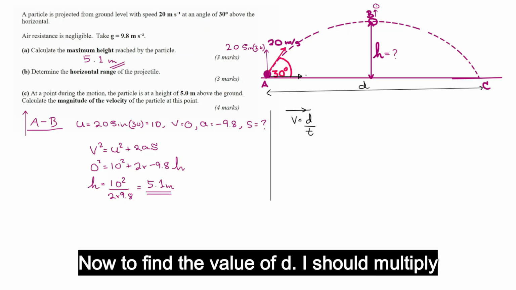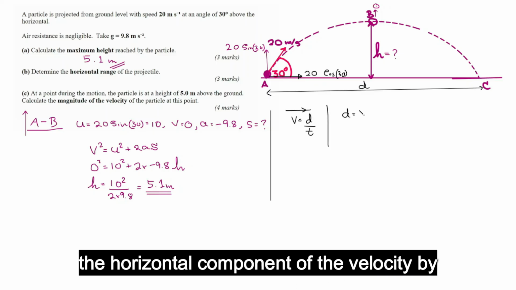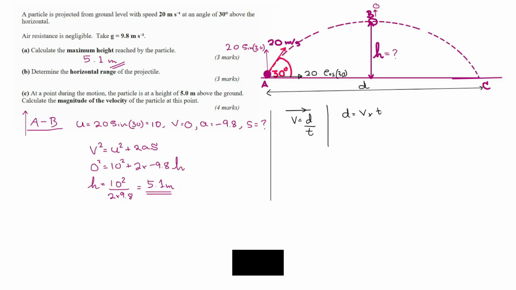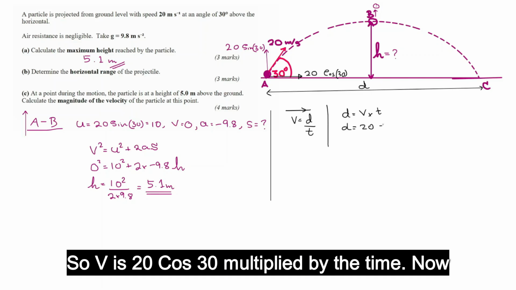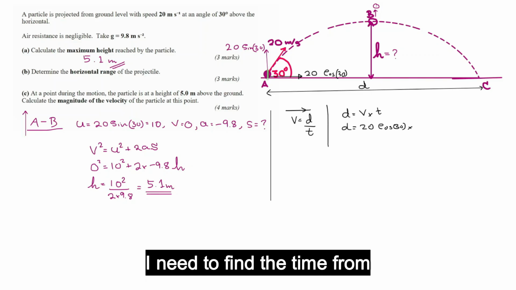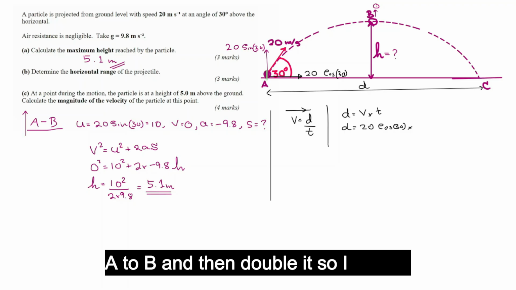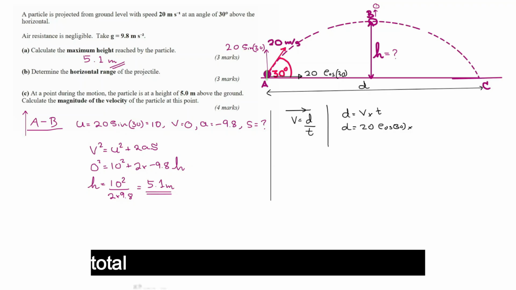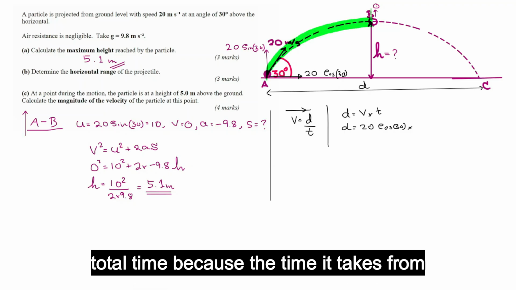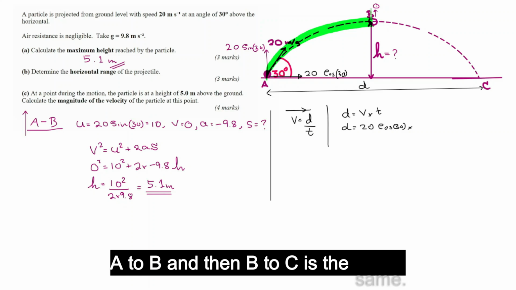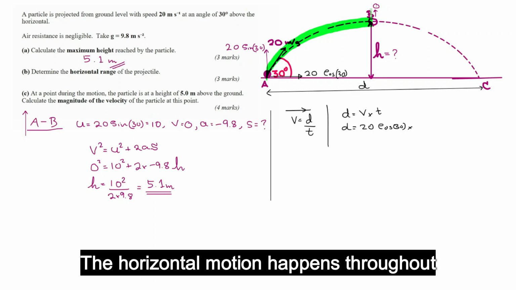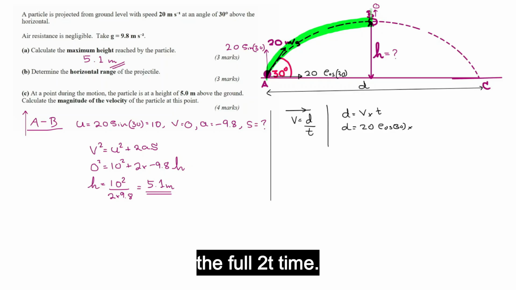Now to find the value of d, I should multiply the horizontal component of the velocity by the total time taken. So v is 20 cos 30 multiplied by the time. Now I need to find the time from A to B and then double it so I get the total time, because the time it takes from A to B and then B to C is the same. The horizontal motion happens throughout the full 2t time.